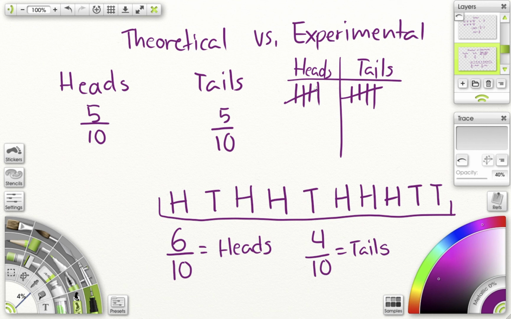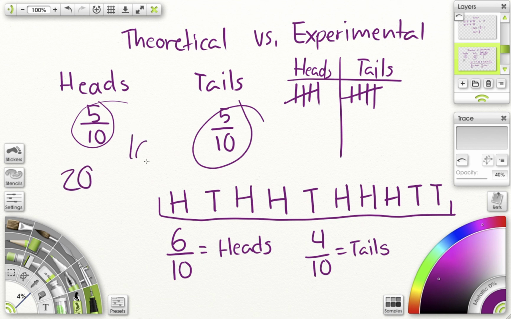So remember, your part of your chart is going to say experimental. So if I flip a coin 10 times, 5 out of those 10 times should be on heads, 5 out of 10 should be on tails. If I flip it 20 times, 10 should be on heads, 10 should be on tails. Then you actually do the experiment. So I do the experiment and then I look at it and say, oh my goodness, it was actually 11 times on heads and 9 times on tails, or some other number, whatever it ends up being.